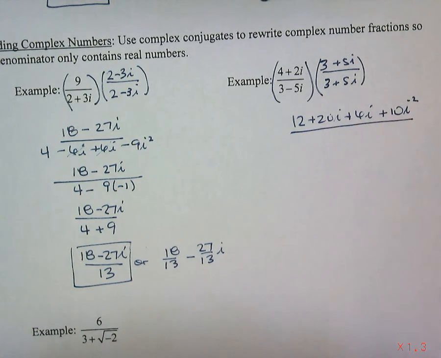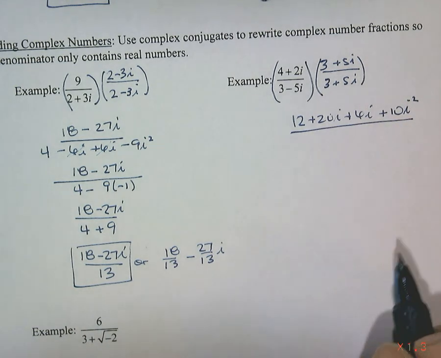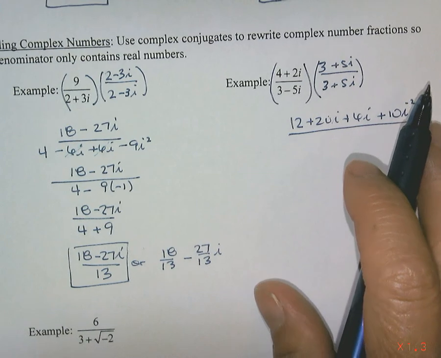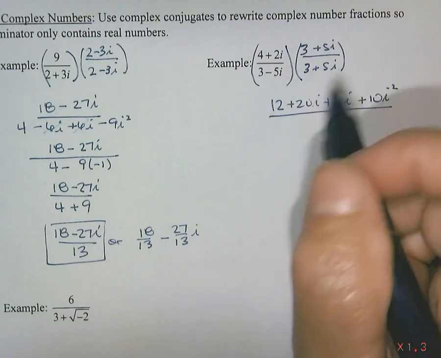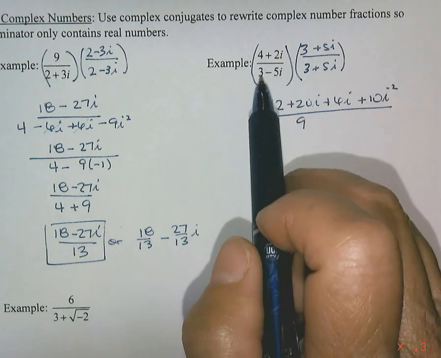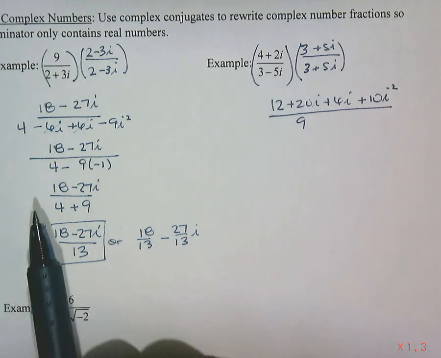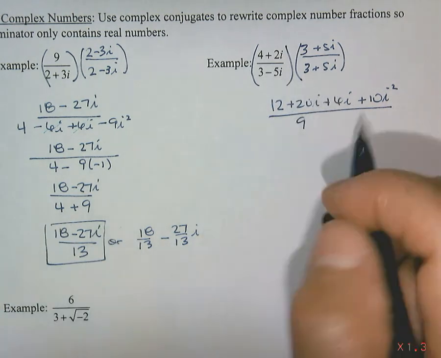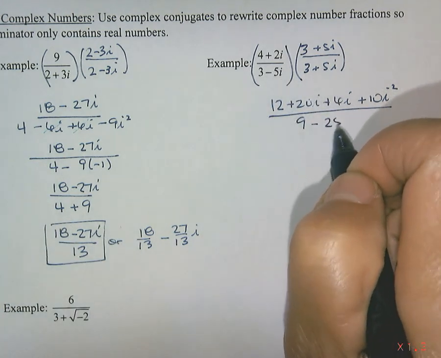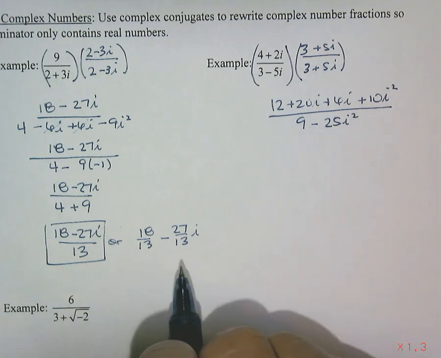And then at this point, I've done enough of these. I understand that my middle terms are going to cancel out. So I'm just going to go ahead and multiply. 3 multiplied by 3 is 9. I'm not going to worry about the 15i and the negative 15i because that's going to be 0. Negative 5i multiplied by positive 5i is negative 25i squared.